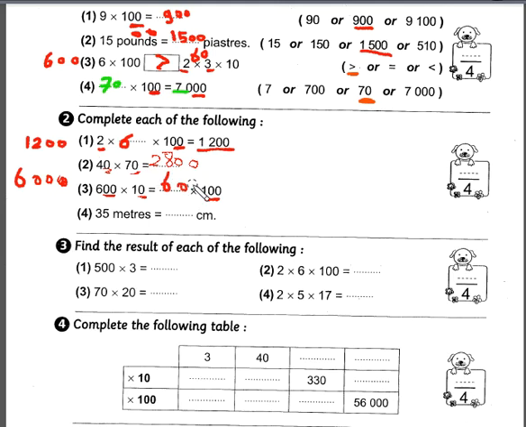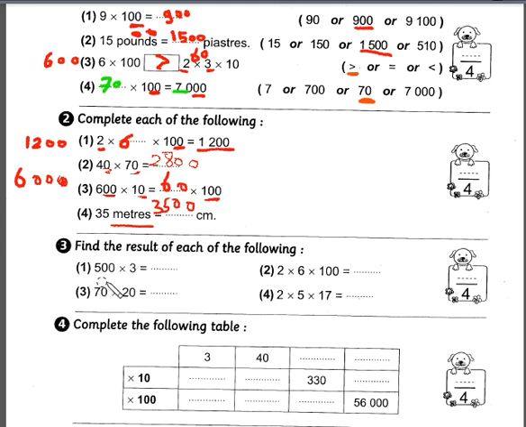Question number 4, he said 35 meters equals space centimeters. A meter here means 100, so we'll put 2 zeros and we will write 35. So the final result equals 3,500.